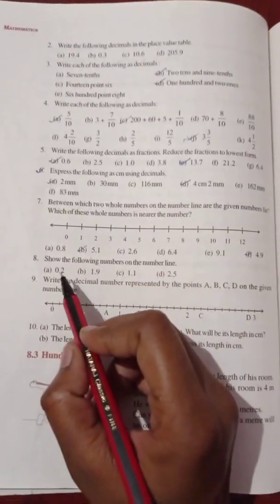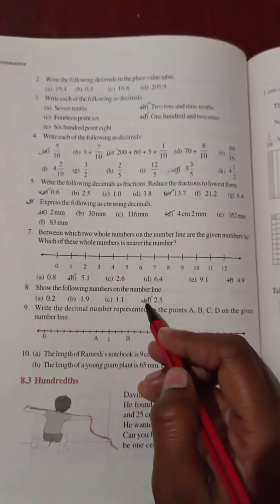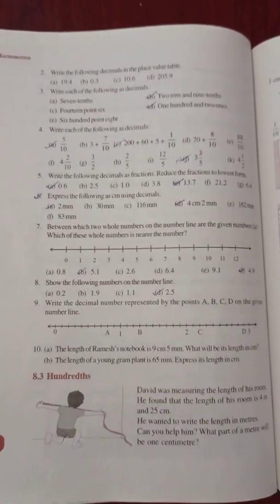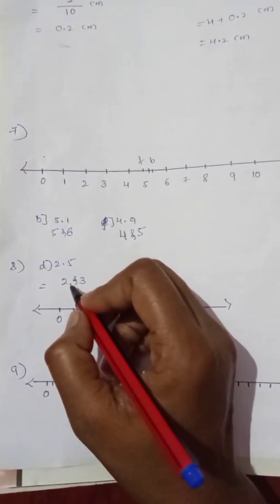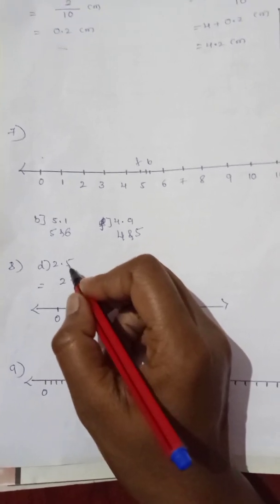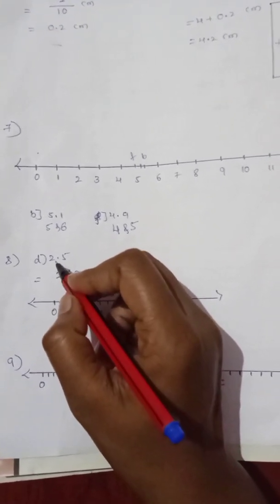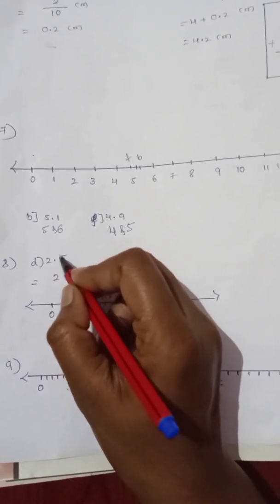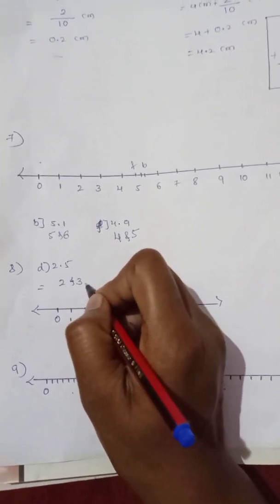Okay. Show the following numbers on the number line. Here I solve 2.5, only D. Remaining will be homework. So children, before drawing a number line, what should I do? I have to analyze between which two numbers this number lies. So 2.5 means it will start from 2 and it is less than 3. It's between 2 and 3.